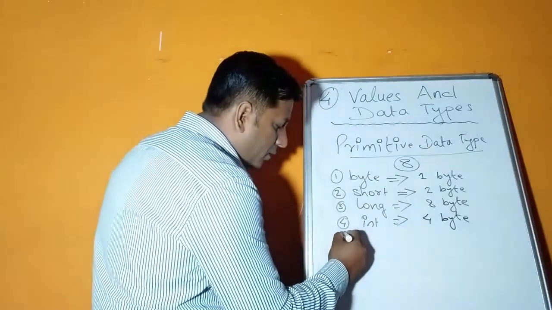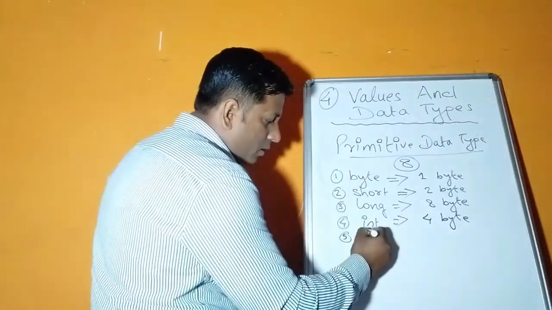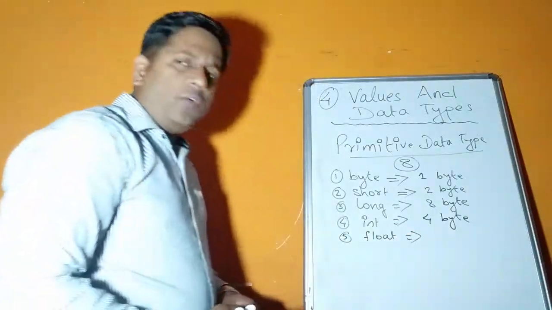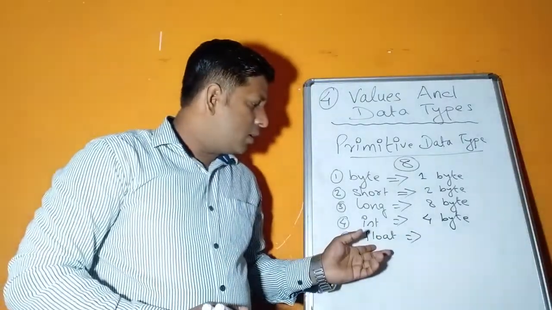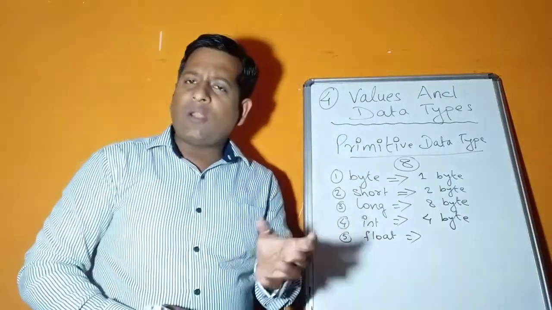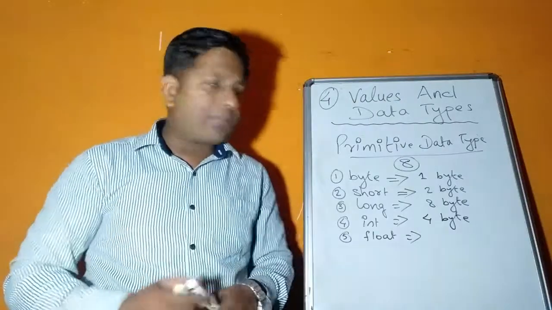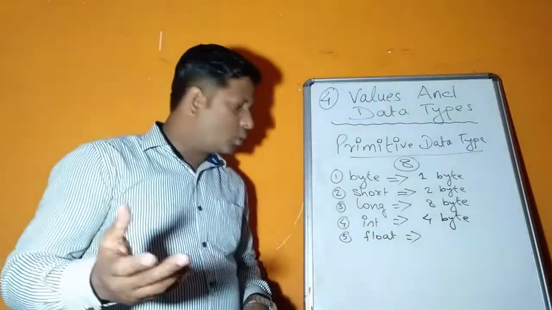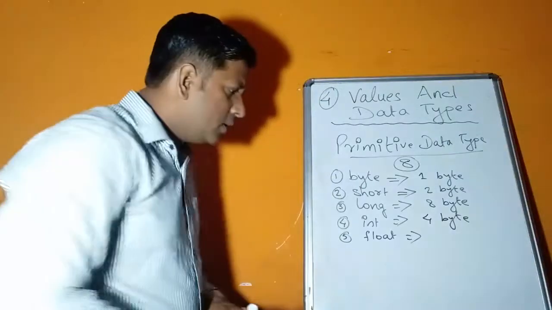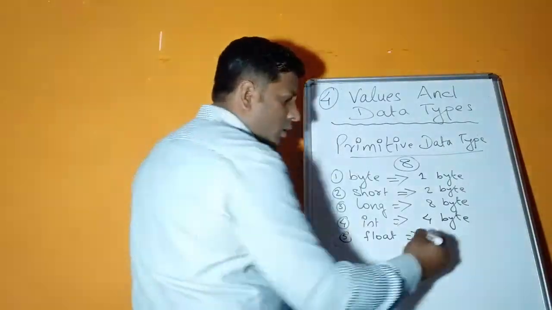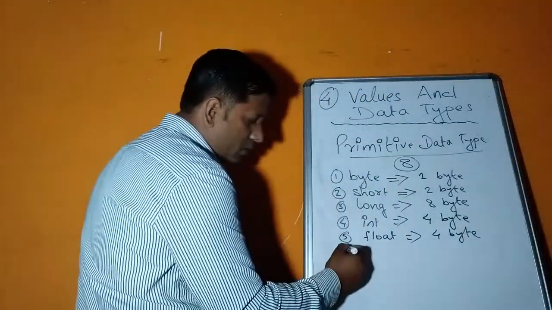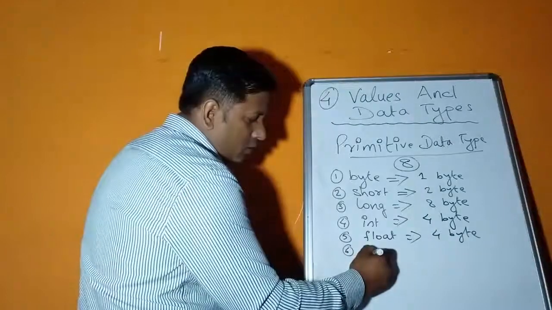Now let us come to point number 5, float. Float is a variable which stores values as decimals, like 10.5 or 2.5, any number which consists of decimal values. Here also, float can store up to 4 bytes, meaning 4 digits. Next we have double.